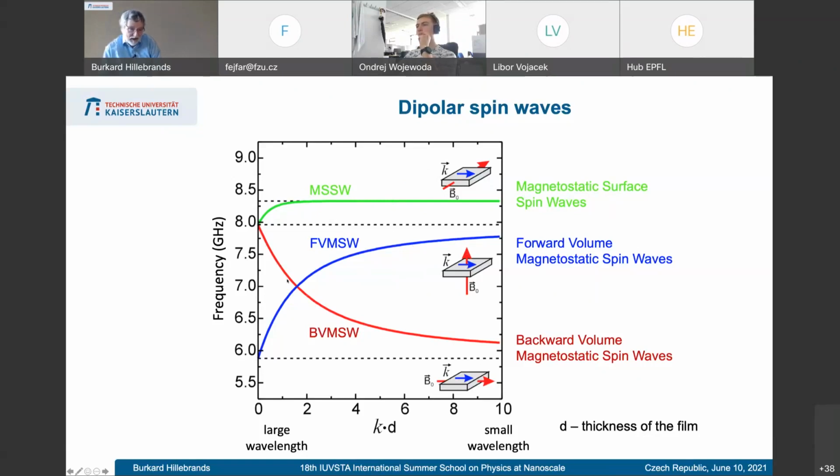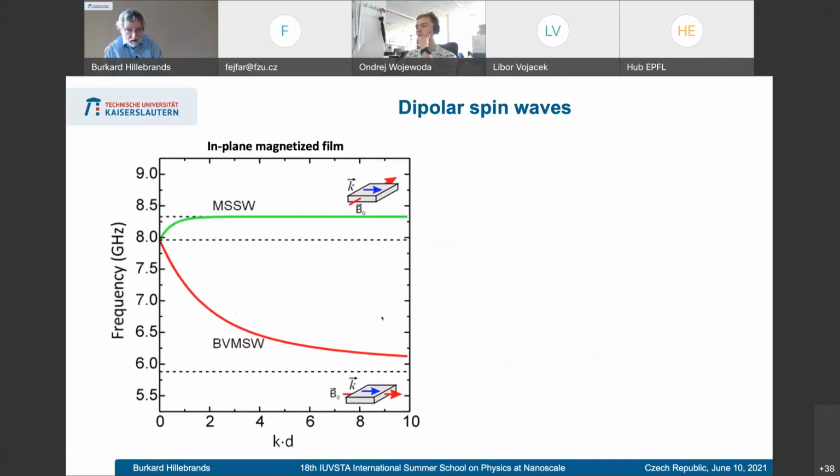This is called a backward volume mode for the very simple reason. Look at the dispersion. With increasing wave vector, the frequency decreases, and so the group velocity, which is always a slope, is negative. So if the wave vector points in one direction, then the propagation is actually in the opposite direction. Group velocity and phase velocity are opposite to each other, and therefore it's called a backward volume mode because it runs backward.